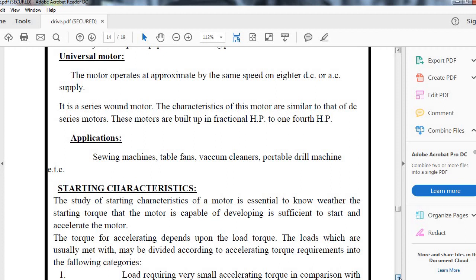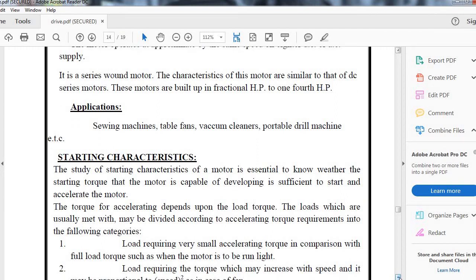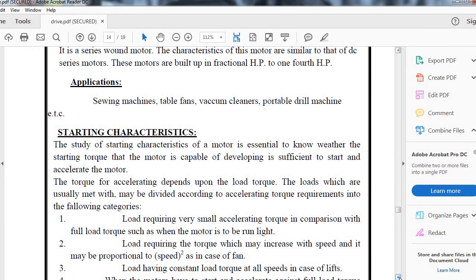The loads which are usually met with may be divided, according to the accelerating torque requirements, into the following categories. First, loads requiring very small accelerating torque as compared to the full load, such as when the motor is to be run lightly. Another classification is the load requiring torque which increases with the speed, and it may be proportional to the square of the speed, as in the case of a fan.